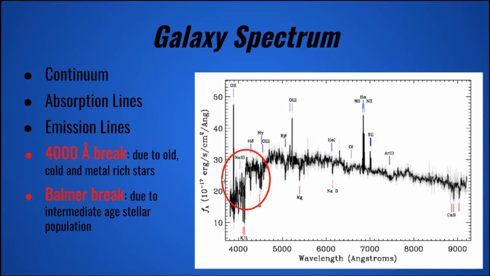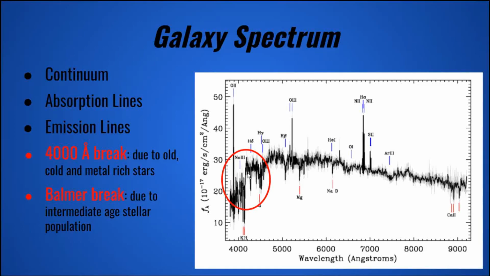But despite it being so difficult to understand because it looks messy, there are two key features which unfortunately are exactly in the same point. So they're useful, but they cannot easily be separated. And they are the 4,000 angstrom break, which is this big jump. And next to it, there's also the Balmer break.